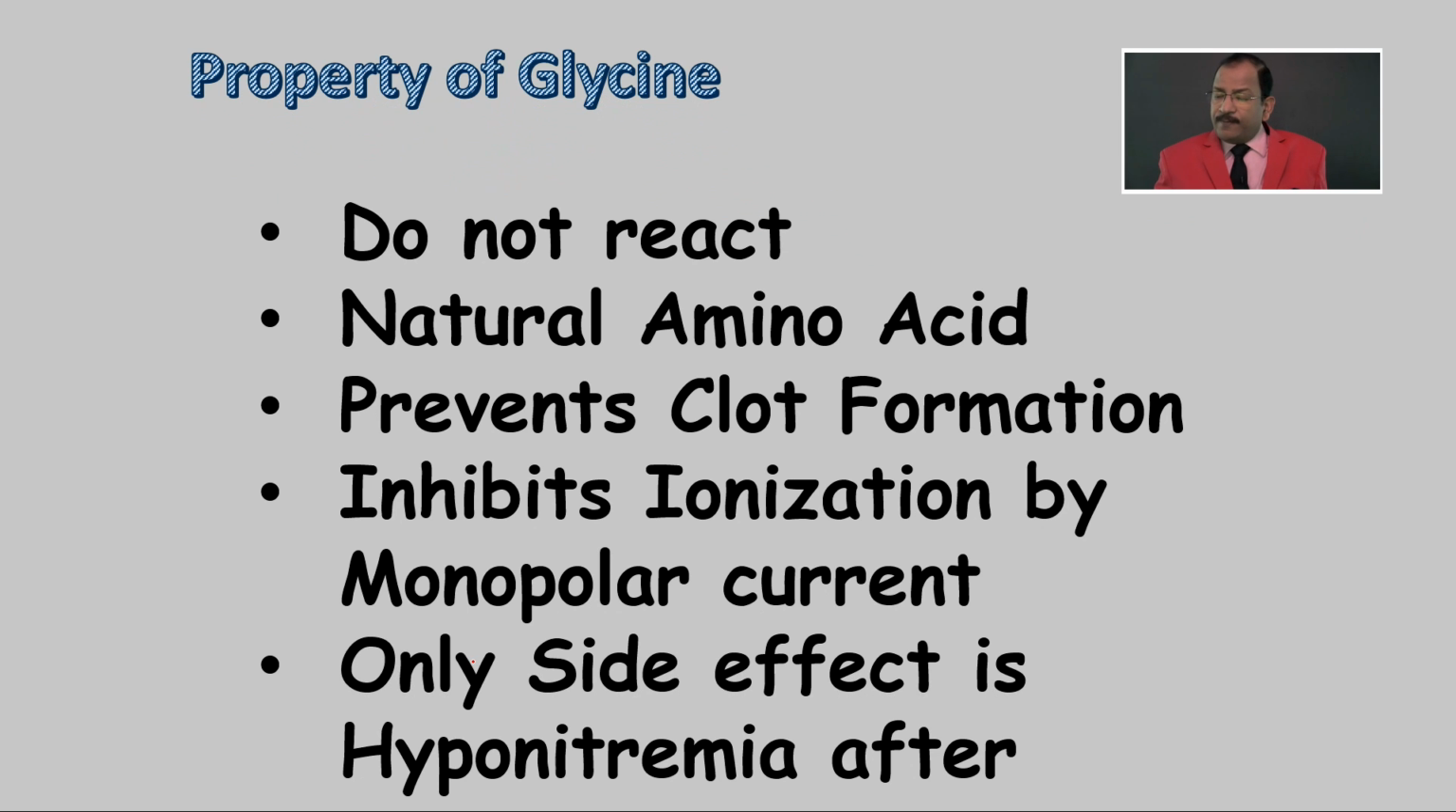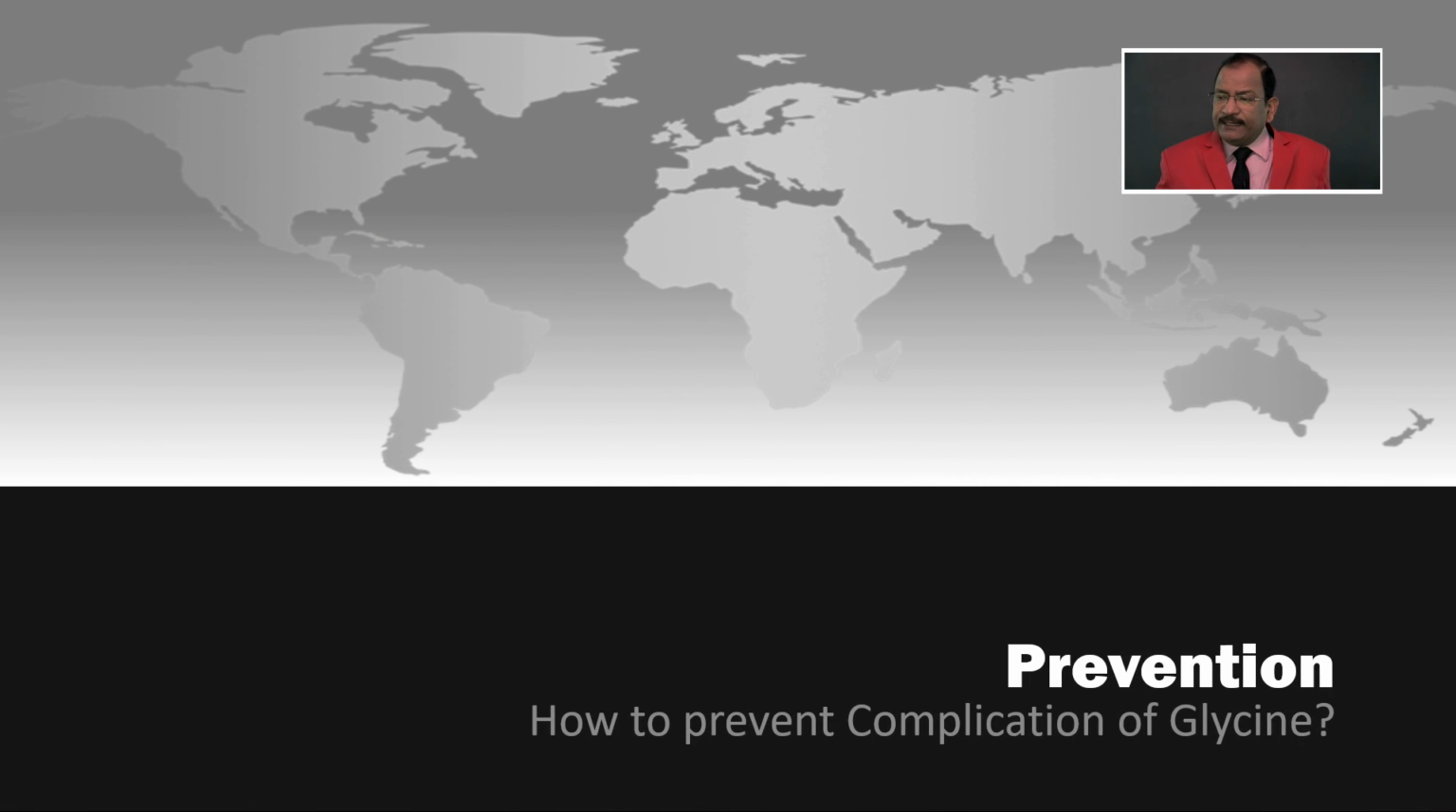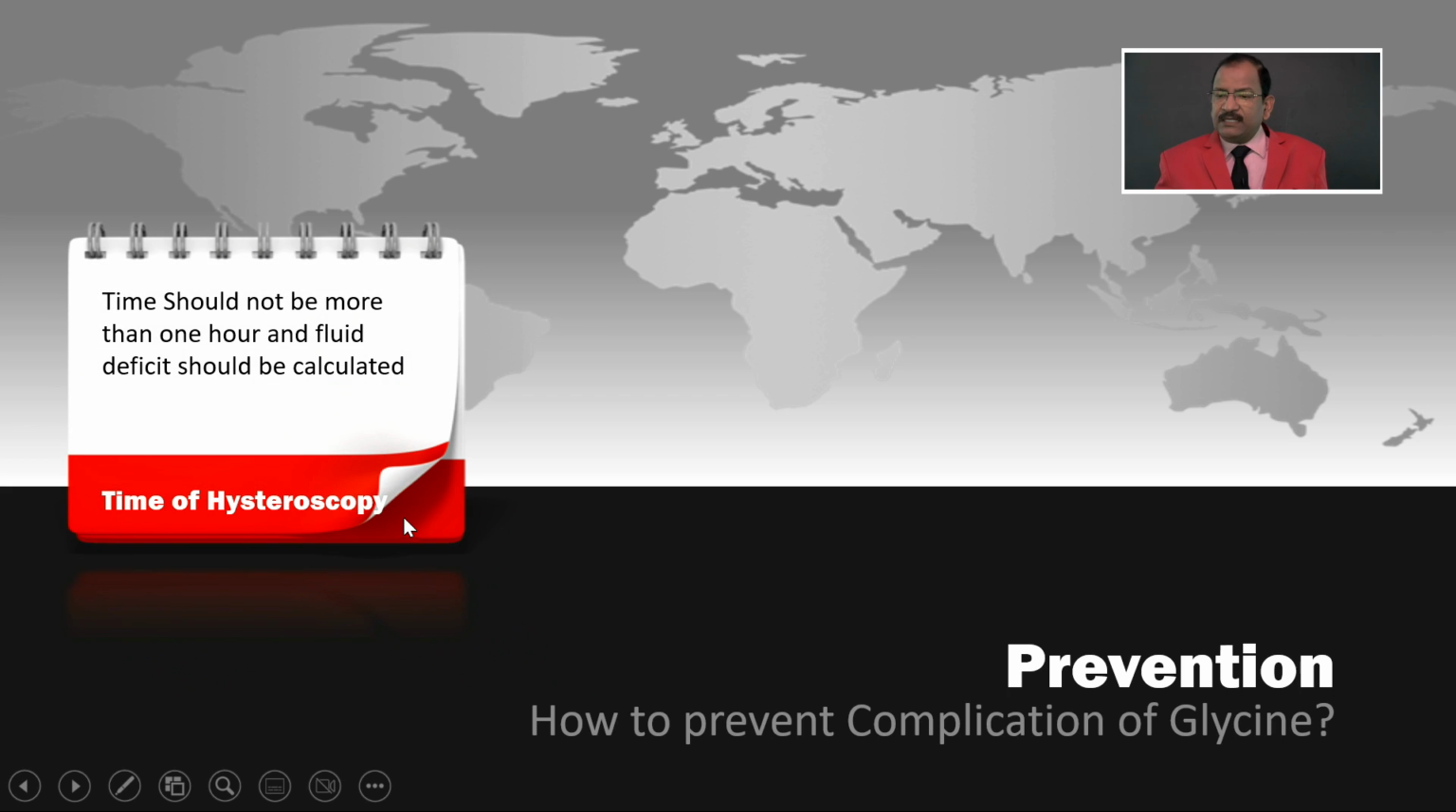So, one of the most important things is prevention. How to prevent hyponatremia? First prevention is, the time should not be more than 1 hour, and fluid deficit should be calculated.